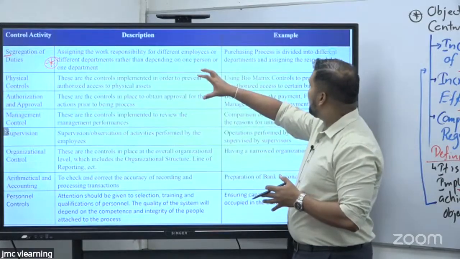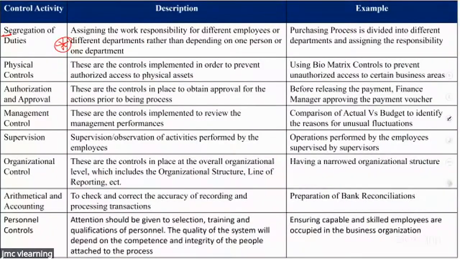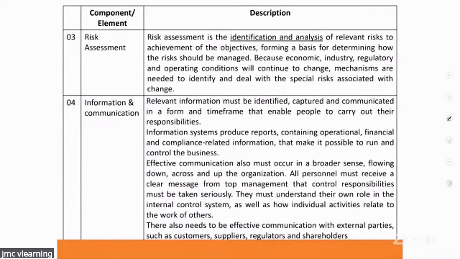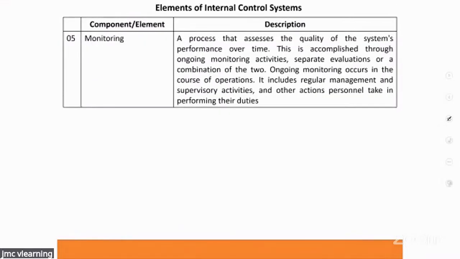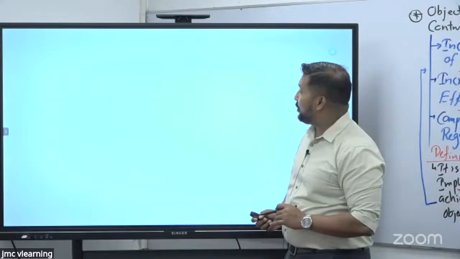That is what you refer to as segregation of duties. A classic example that I give is the purchasing process, which is divided into different departments with different responsibilities assigned. That is basically segregation of duties, right? To give you a better understanding, let me go to a flow chart.